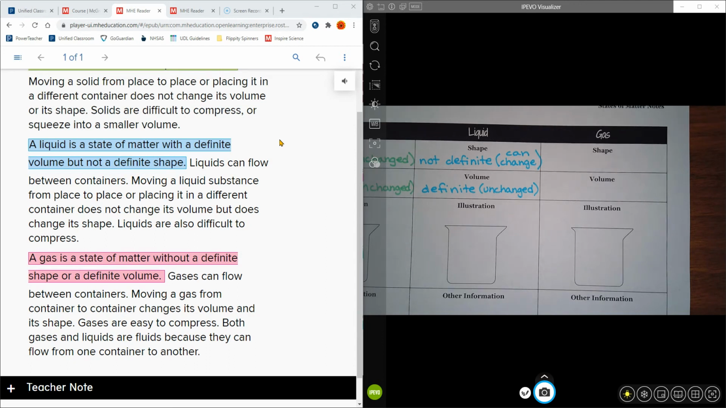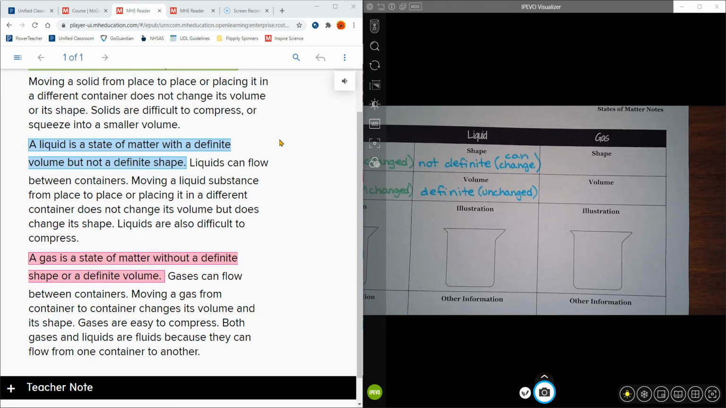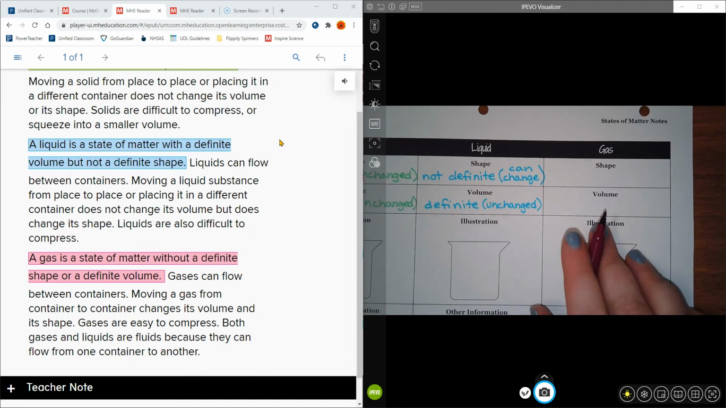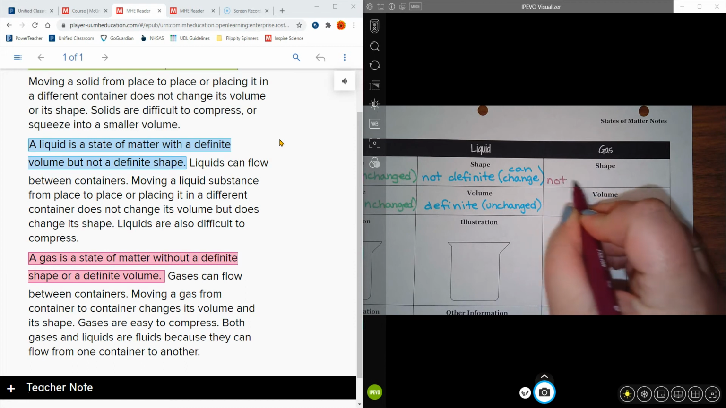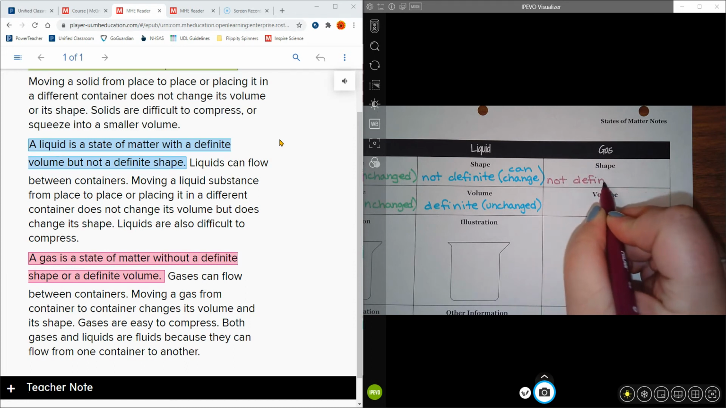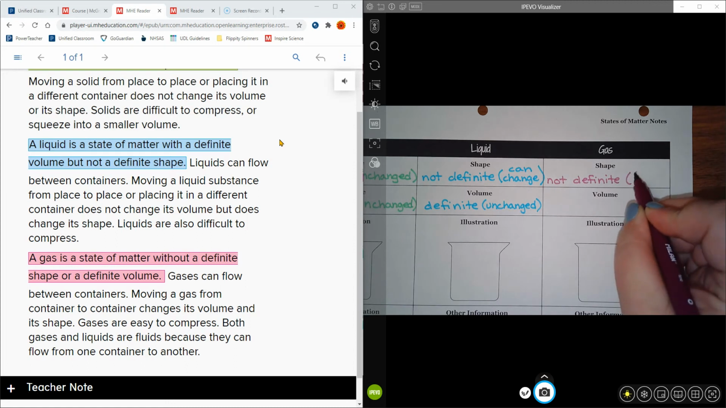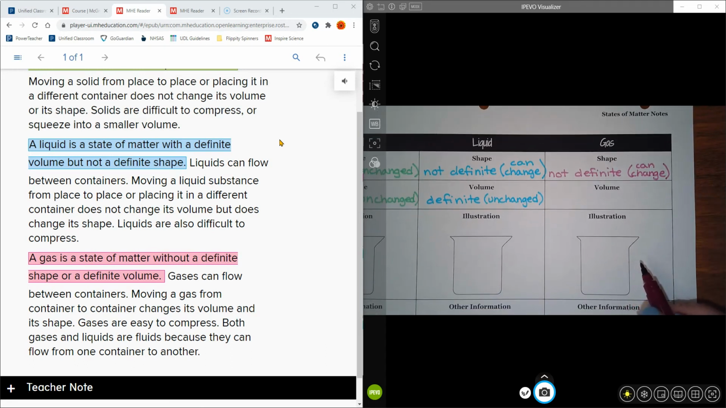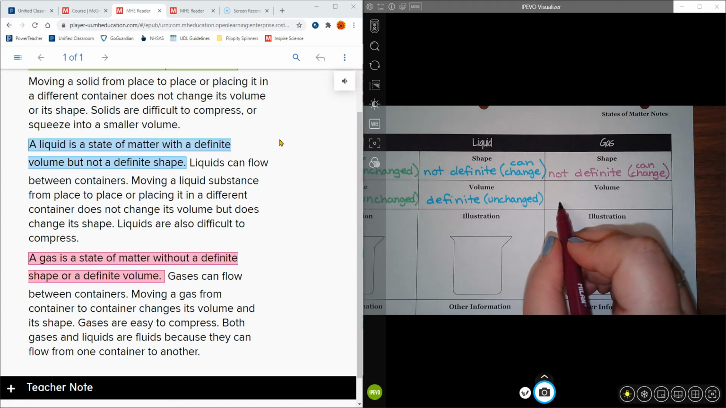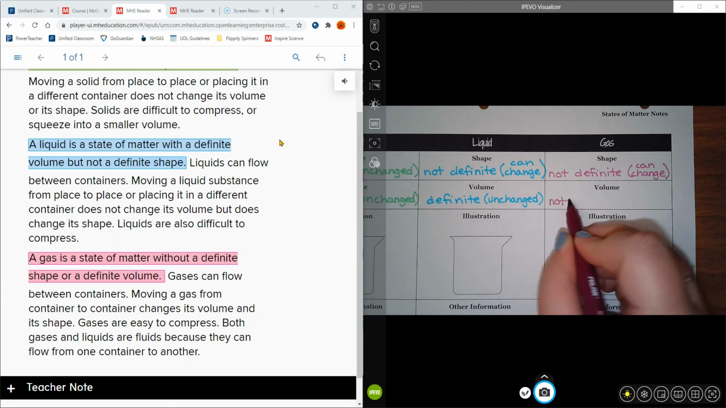In the highlighted section of that paragraph, we have a gas is a state of matter without a definite shape or a definite volume. In my shape and volume boxes, I'm going to write that information. So again, shape is not defined or not definite. That means it can change. And we're also told that the gas, in terms of its volume, is not defined or not definite.